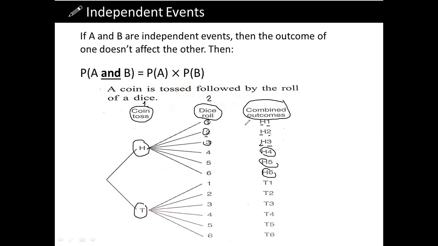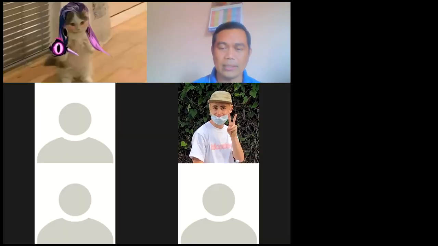When you toss the coin and you get the tail, it will be the same as the first. So you can have a tail and a 1, a tail and a 2, a tail and a 3, a 4, a 5, a 6. So in the combined outcomes, you get tail and 1, tail and 2, tail and 3, 4, 5, and 6. So those are the possibilities.